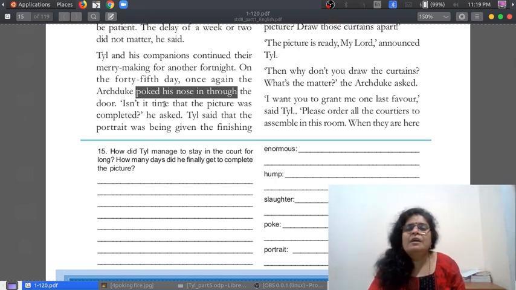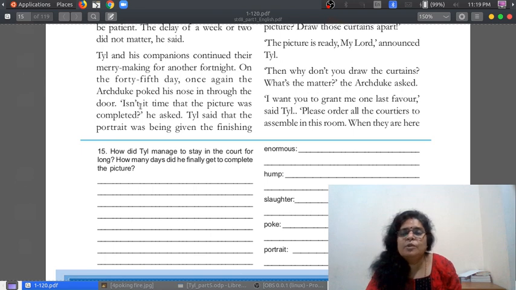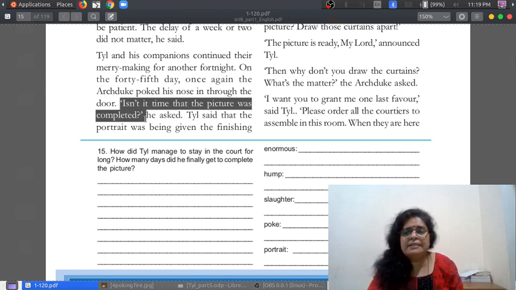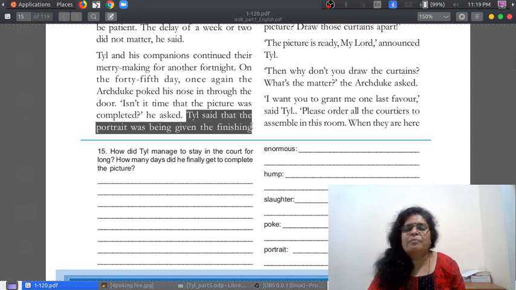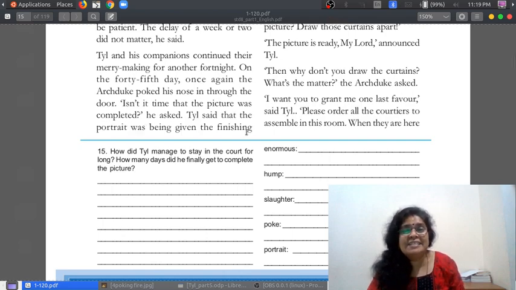That's all. Poked his nose in through the door. Isn't it time that the picture was completed? He asked. Haven't you completed the picture? Till said that the portrait was being given finishing touches. What do you mean by finishing touches?